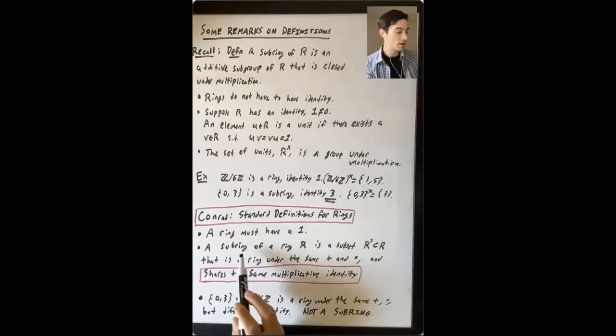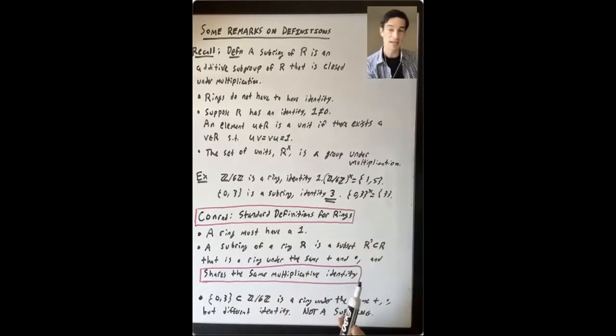But the big difference is, a subring has to be a ring, so it also has to have a multiplicative identity, and we're going to insist that the multiplicative identity of R prime is the same as the multiplicative identity of R. So let's look at this example, {0, 3} inside Z mod 6Z. This is a ring under the same plus and times, but it has a different multiplicative identity. So with this definition, this subset is not a subring.